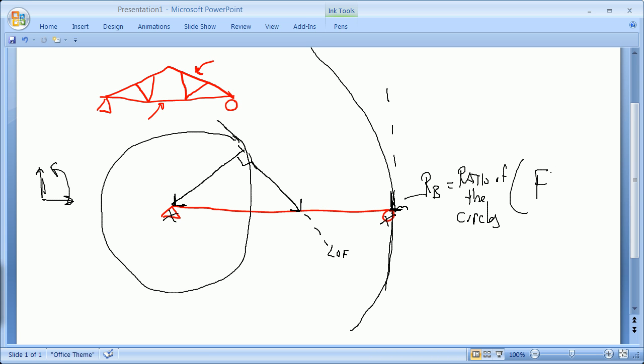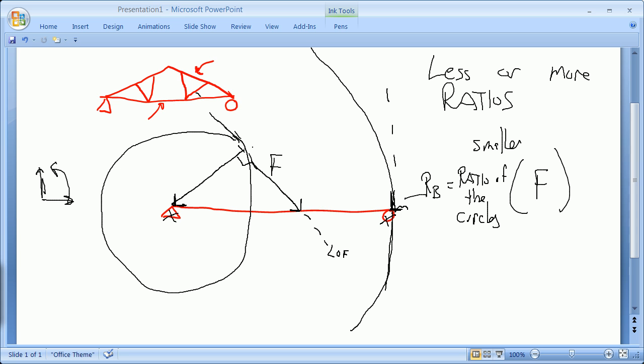Times the force that you're talking about, if we call that F. And you have to remember, you're farther away in this case, so it's going to be the ratio that is the smaller one. If you're closer, then it's the larger one. And so you once again get back to this concept of less or more, and then ratios. So once again, you draft the line of force, you put your finger on the spinny point, you draft a circle around there, and you compare it to the circle to that one.